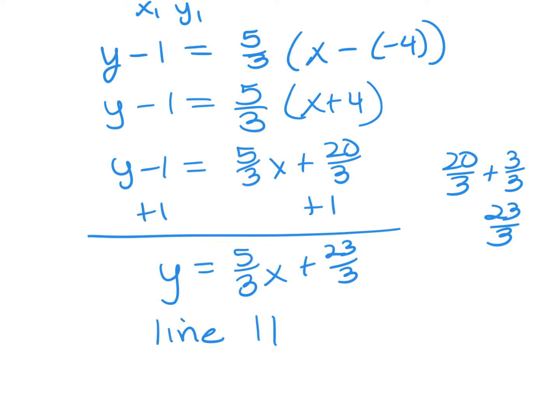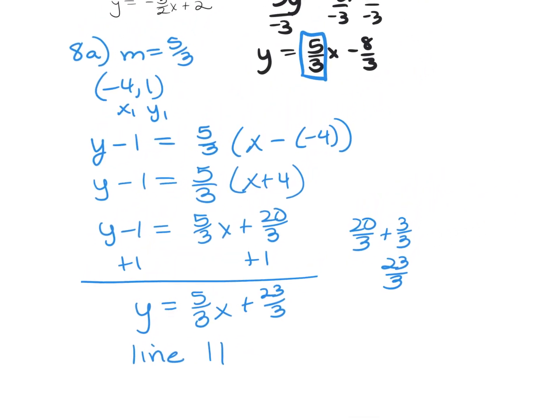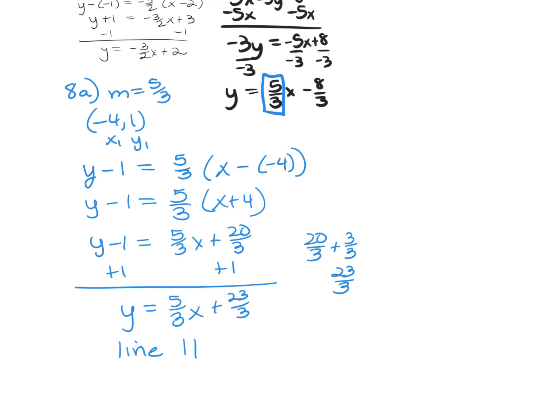All right, so now let's go ahead and find the perpendicular equation. So for 8b, I now need to take the slope, flip it upside down, so my perpendicular slope is going to be -3/5. And again, I'm using the same ordered pair for my x1, y1.